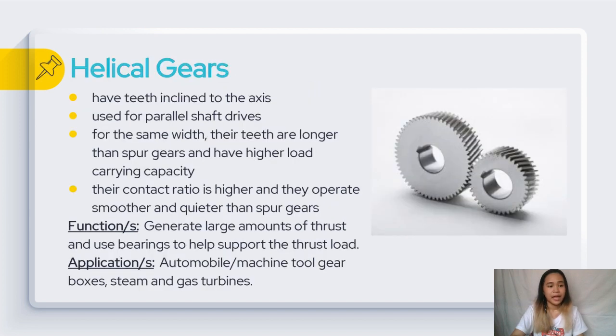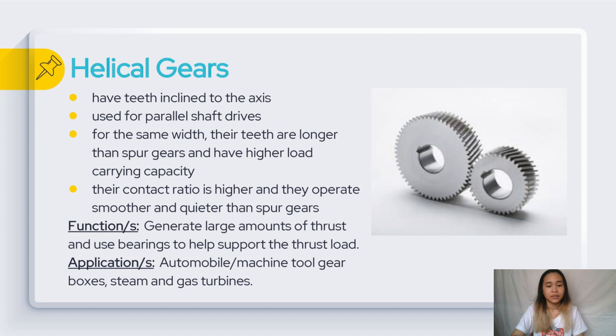Another type of parallel axis gears are helical gears. Helical gears have teeth inclined to the axis. They are used for parallel shaft drives, and for the same reason, their teeth are longer than spur gears and have higher load carrying capacity. Their contact ratio is higher, and they operate smoother and quieter than spur gears.